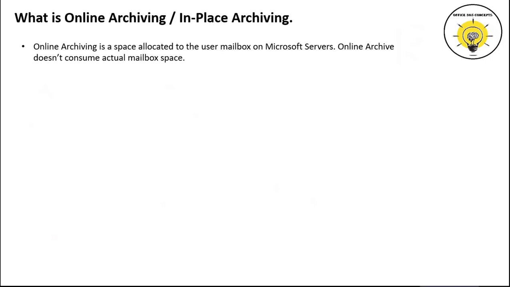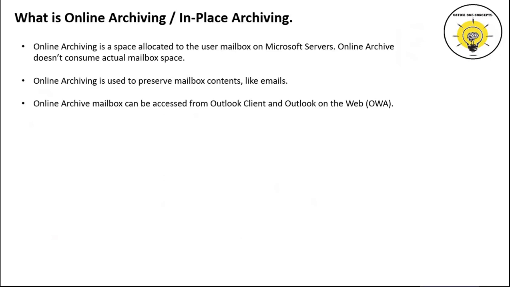So now we have discussed that online archiving is an additional space which is provided to a user mailbox in Microsoft data centers. This additional space is not a part of the actual or primary mailbox storage space. When online archiving is enabled for a particular mailbox, that user can move his emails to online archiving so that he can reduce some space in his mailbox, or make some free space within his mailbox. That user will be able to access the online archiving mailbox either from Outlook client or from Outlook on the web.